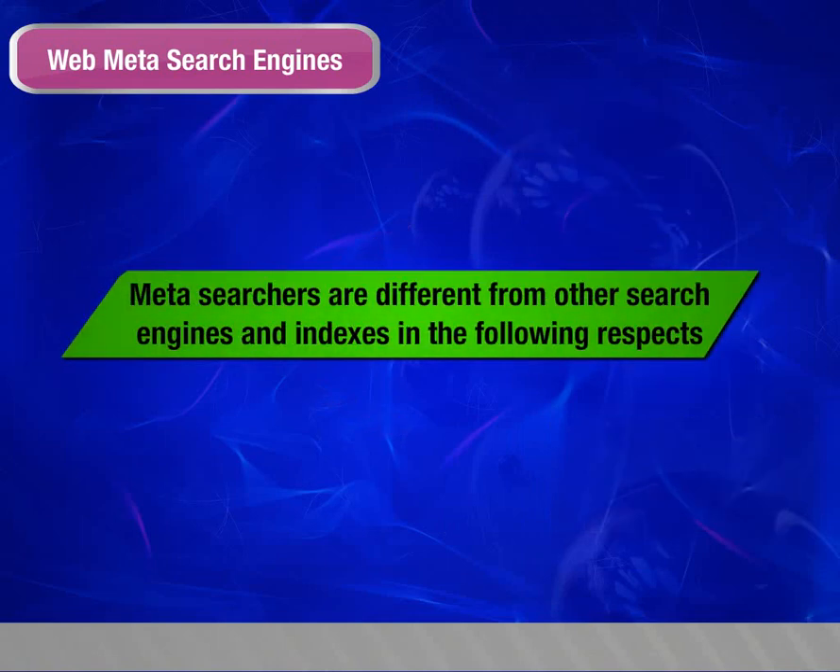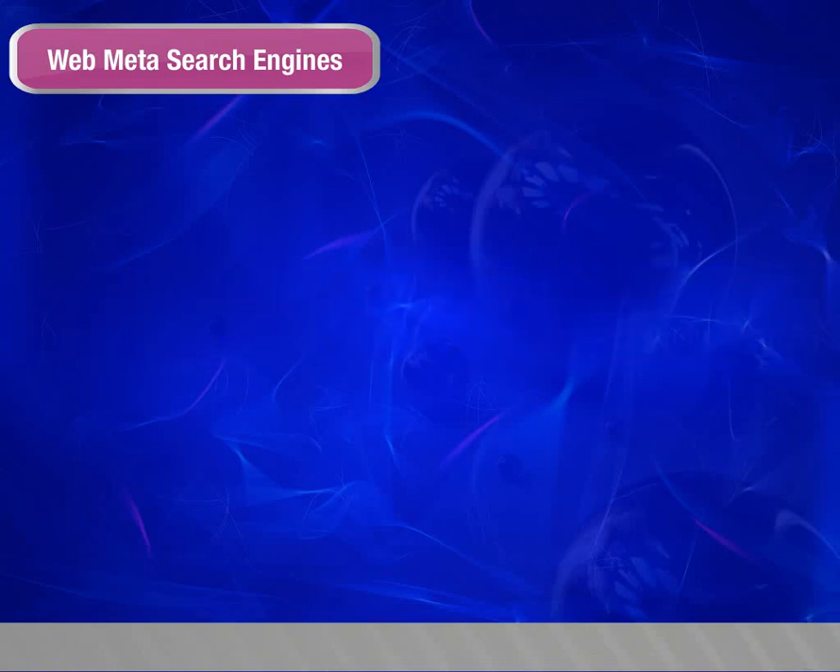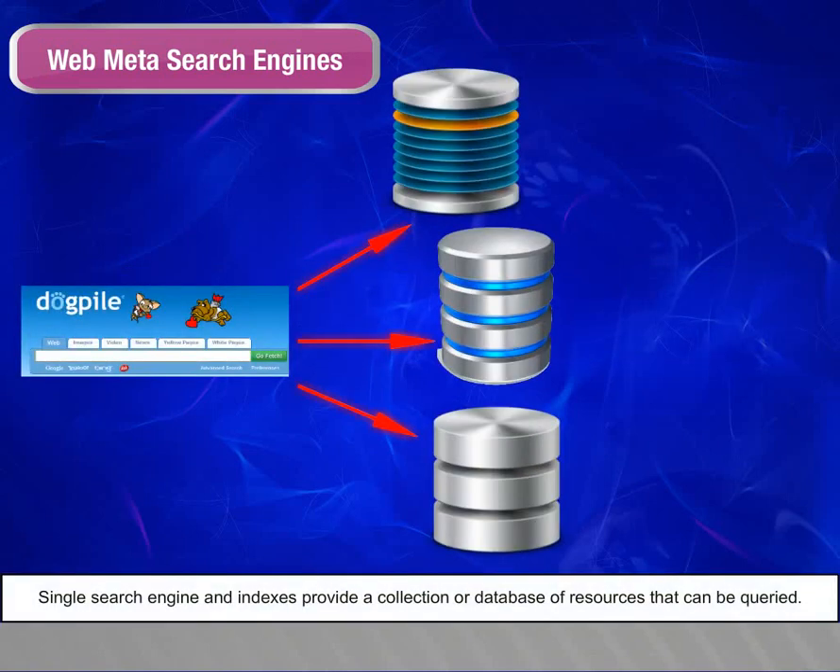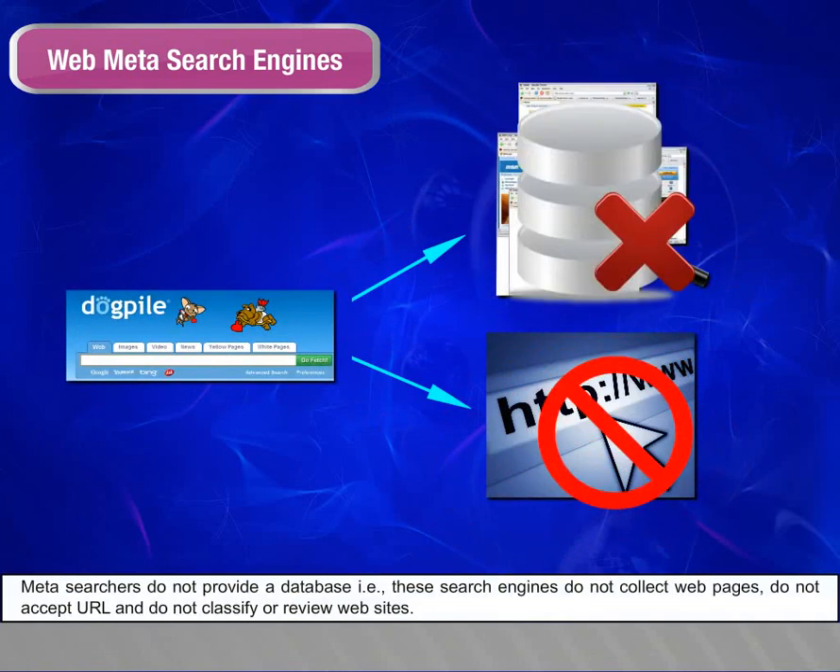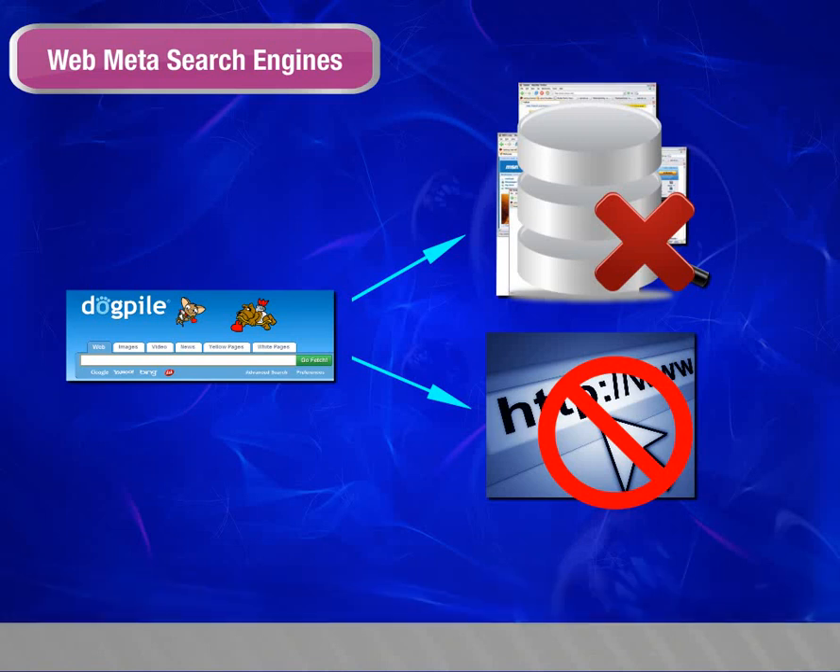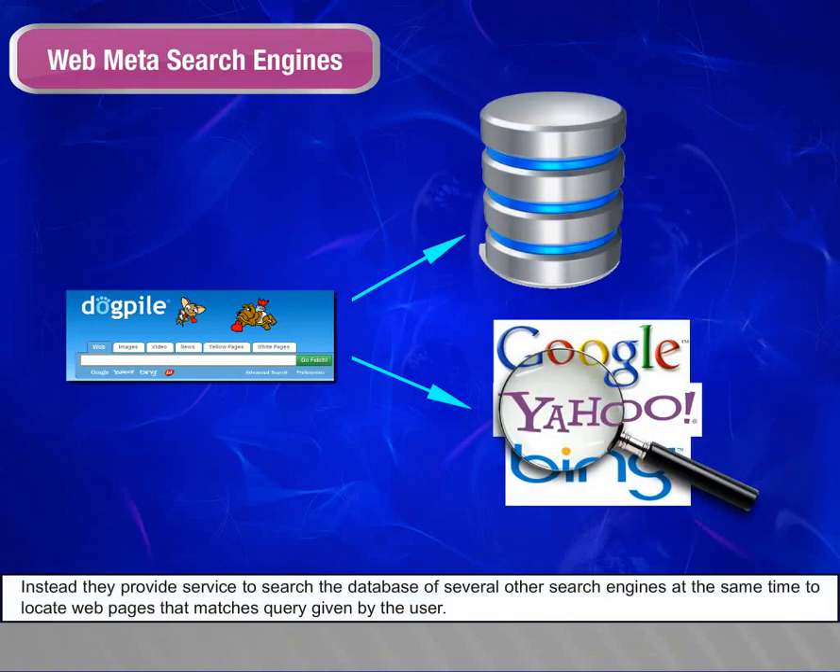Meta searchers are different from other search engines and indexes in the following respects. Single search engines and indexes provide a collection or database of resources that can be queried. Meta searchers do not provide a database. That is, these search engines do not collect web pages, do not accept URLs, and do not classify or review websites. Instead, they provide a service to search the databases of several other search engines at the same time to locate web pages that match the query given by the user.